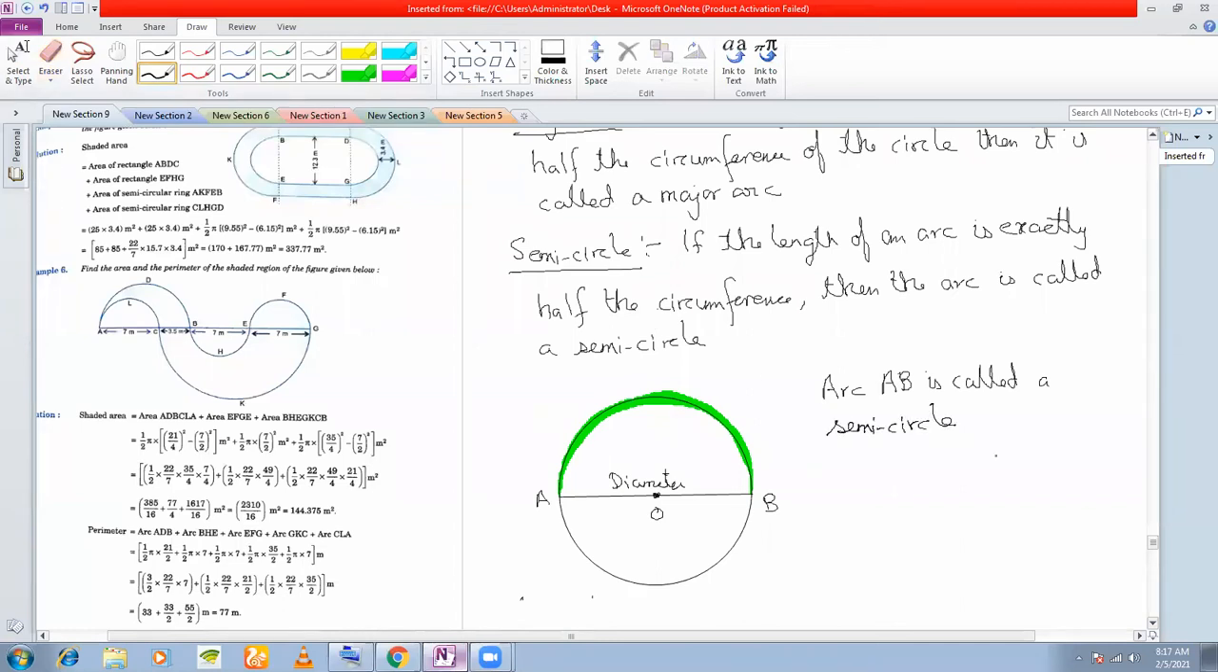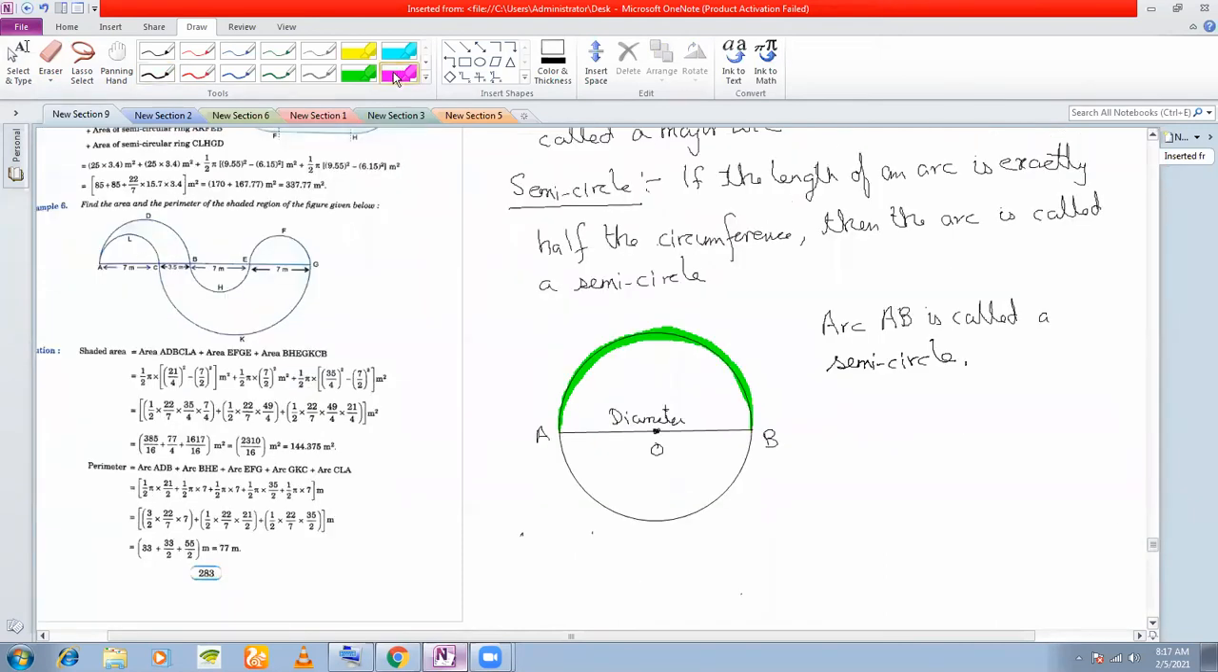In fact, you will say, why are you considering only the upper arc? Why not the arc below? Yes, you can consider this arc also. This arc is also a semicircle. So two semicircles form this circle. The green outline part is a semicircle, and the violet outline part is also a semicircle because it is exactly half of the length of the circumference of the circle.